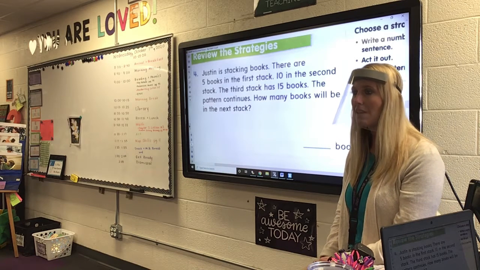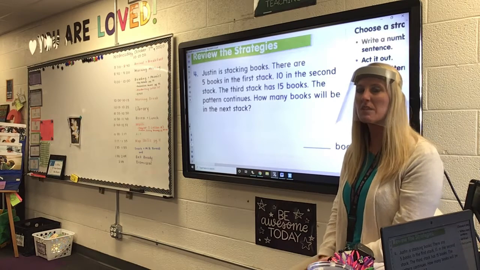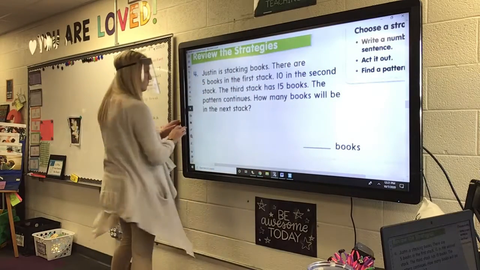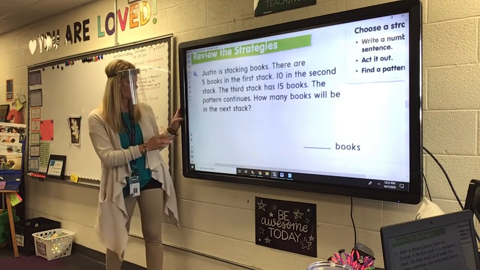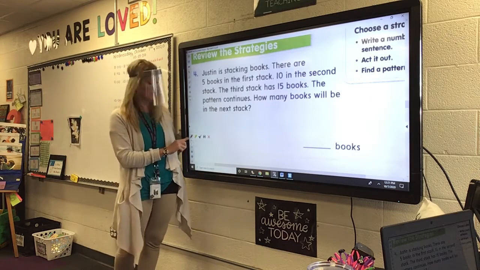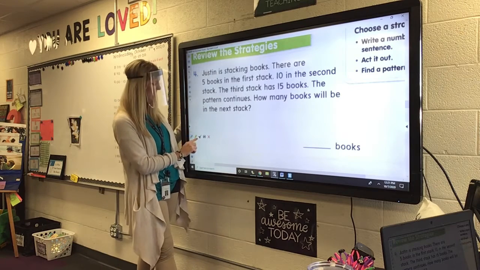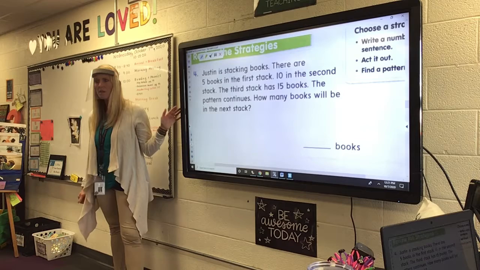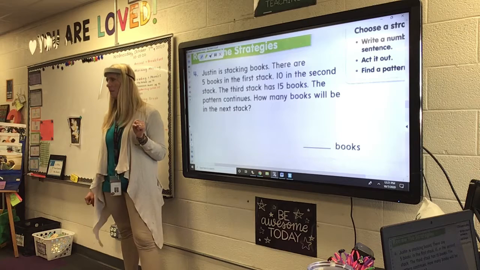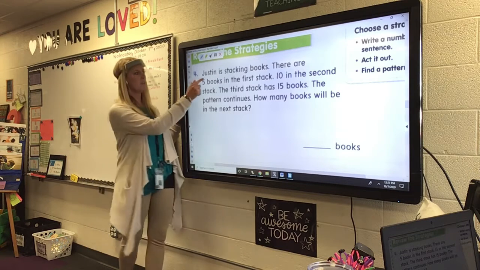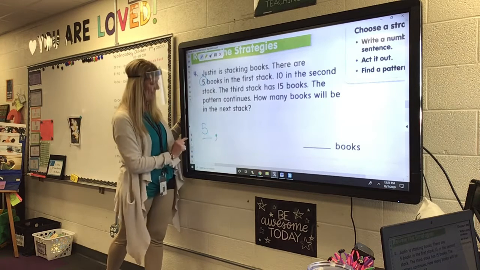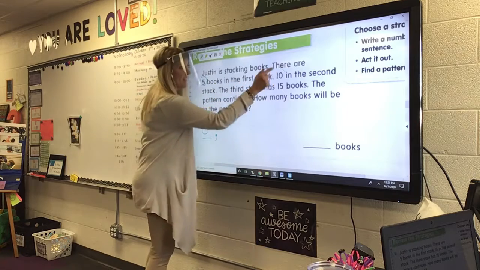1, 2, 3. Eli, what do you think you could do to solve this problem? You can use a pattern and stack all. You can use like the numbers. Okay, the numbers. What would be the first number you would use, Eli? 10. I don't think I'd use 10 first, because 10 is in the second stack. Oh, 5. Yeah, I would use 5 first because that's in the first stack. And then what is in the second stack, Eli? 10.